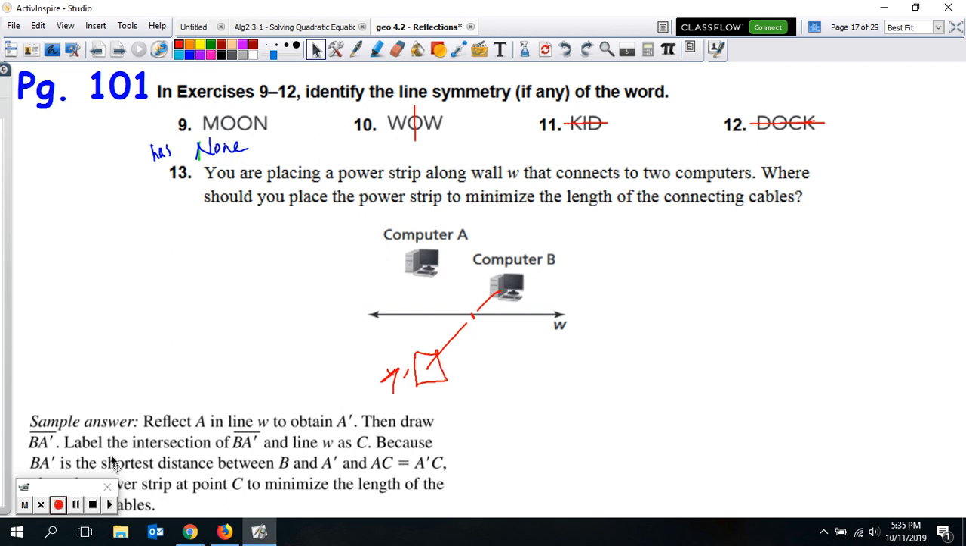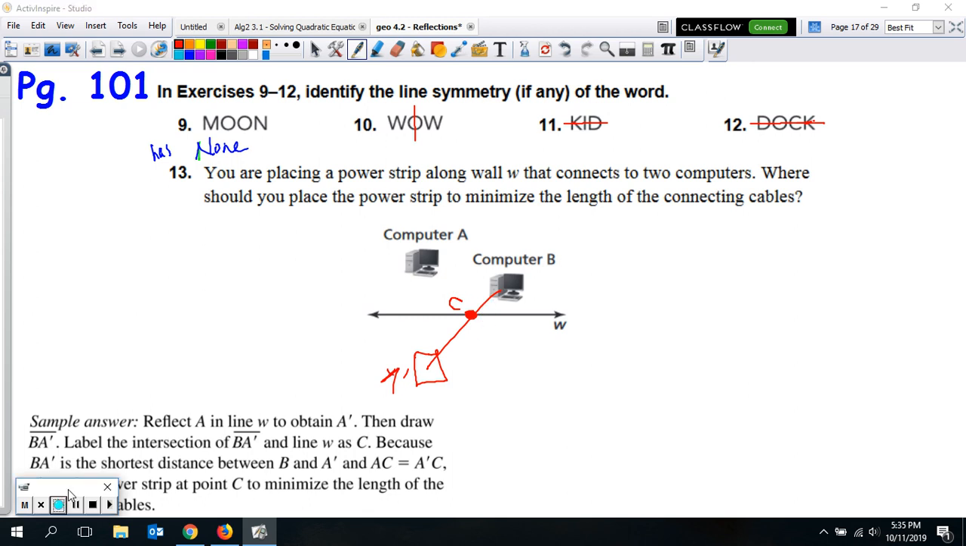So what we want to do is label the intersection of this line with W. We want to put a point right there, and they say we can label it C. All right, we can label it C as well, I suppose. So that's point C right there, and that is where we would want to place our power strip. We want to place the power strip right there at that point because that's going to minimize it.